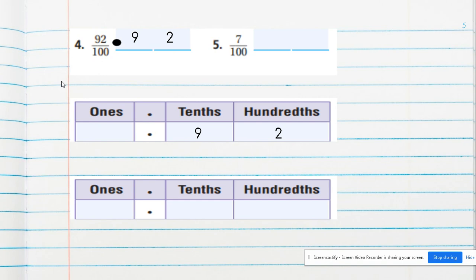Let's try it with number 5. 7 hundredths. That number 7 has to be in the hundredths place. So 0 in the tenths and 7 in the hundredths. How much money do you have? You have 7 cents. Don't forget your decimal point.